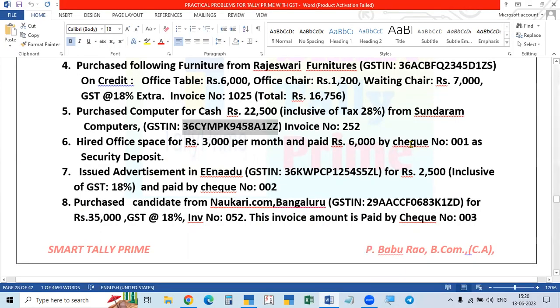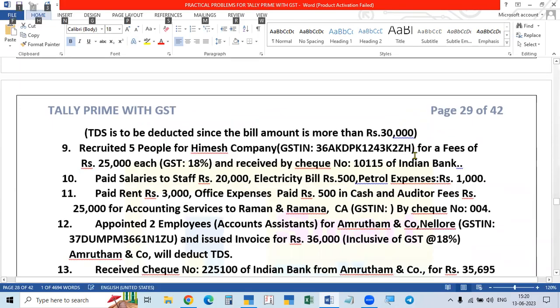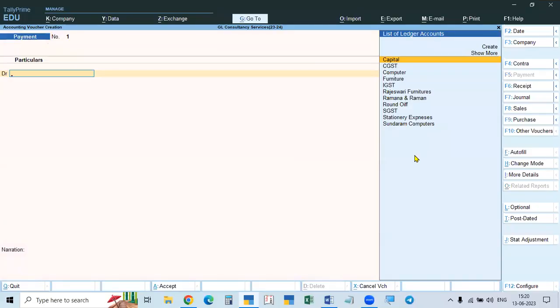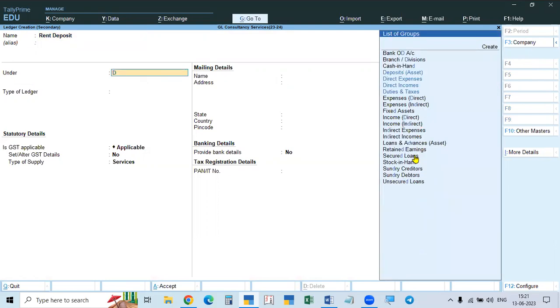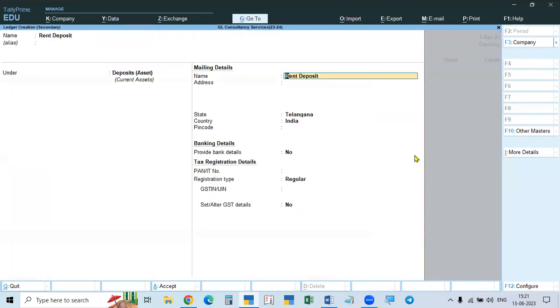So we will take up number 6. Total there are 31. Number 6. So here is a payment. What you are paying is not rent, it is an advance. So create that as rent advance or security deposit or rent deposit. Rent deposit, you can take it. It comes under deposits asset, or you can take it as loans and advances, which come under loans given to others. Here it is deposits asset.